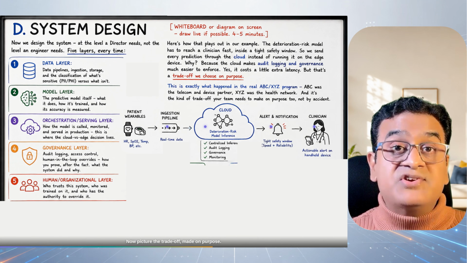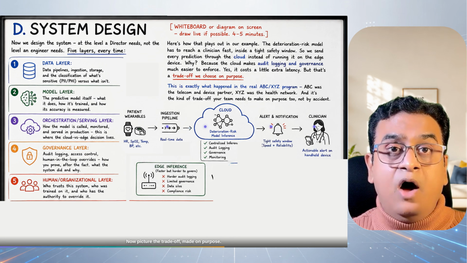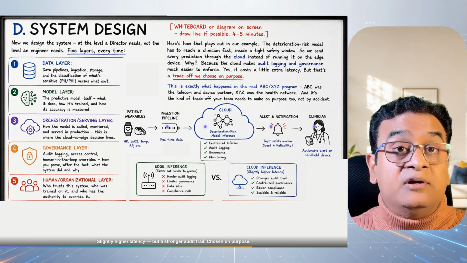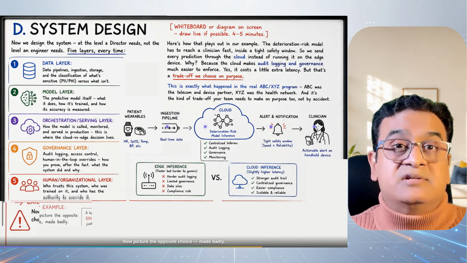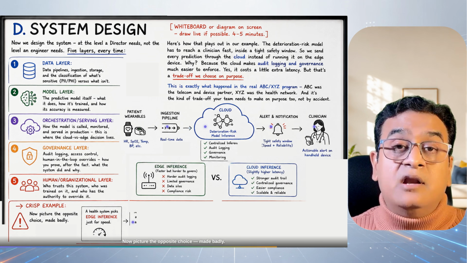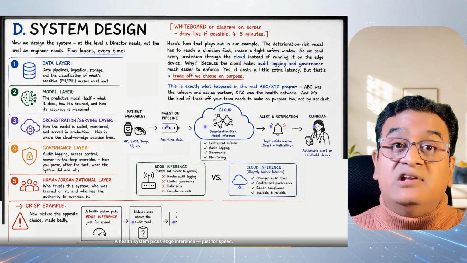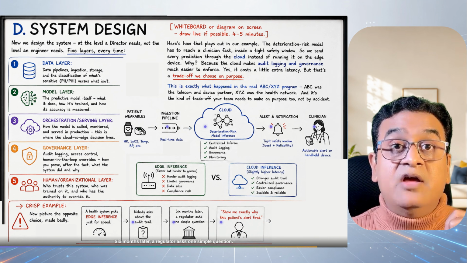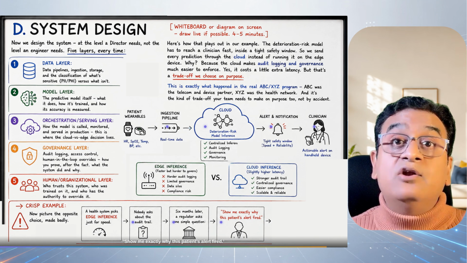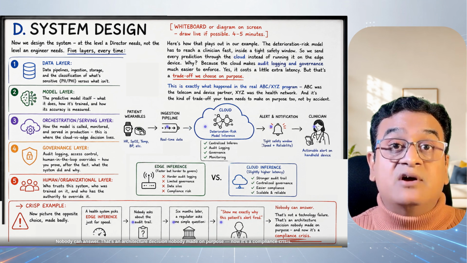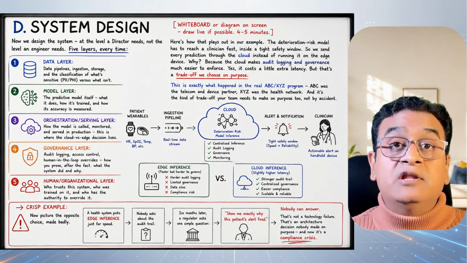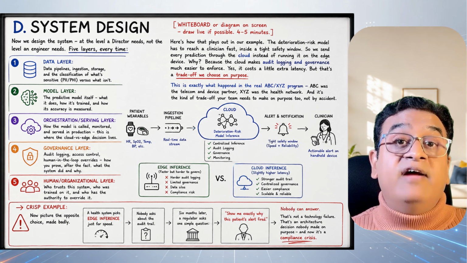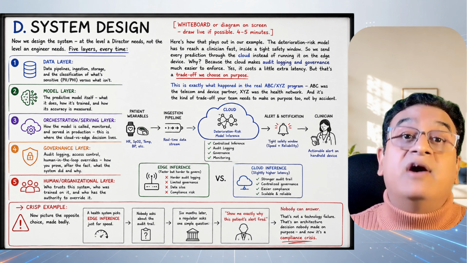Third, we will have the orchestration and serving layer. How the model is called, monitored, and served in production. This is where the cloud versus edge decision lives. Then we will have the governance layer, where audit logging happens, access control happens, human-in-the-loop overrides, how you prove after the fact what the system did and why.